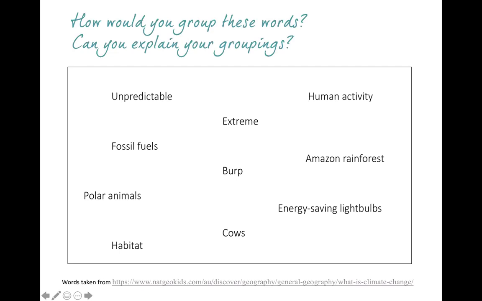Okay, I like it. Habitat and Amazon rainforest go together. We've got fossil fuels and human activity. Polar animals and cows, I guess an animal grouping. Fossil fuels and human activity from Joe. So what I would ask students to do now is to explain their grouping. So could somebody unmute and explain why they group those words together?